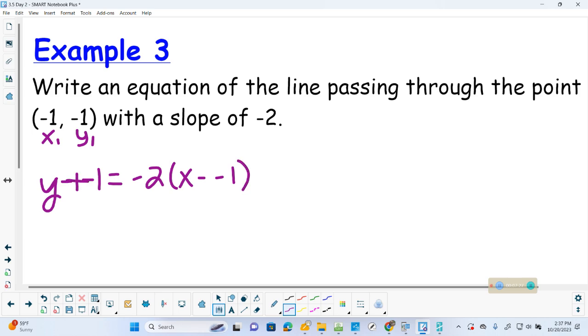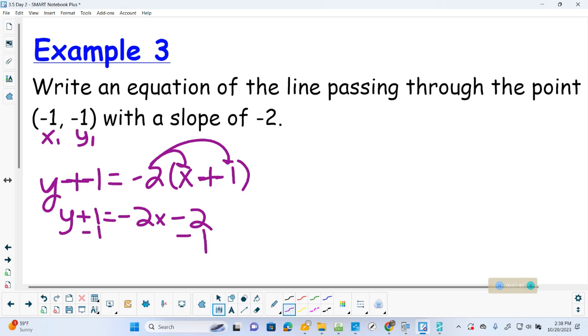Let's make them pluses. We want to get it back to our y equals form, so I'm going to get rid of my parentheses, a little order of operations, parentheses first. -2 times x, -2 times 1. And then last but not least, let's subtract the 1 from both sides. And now you know your y-intercept if I asked it, which I will. What is the y-intercept?